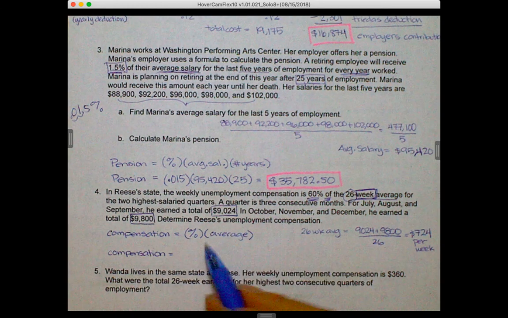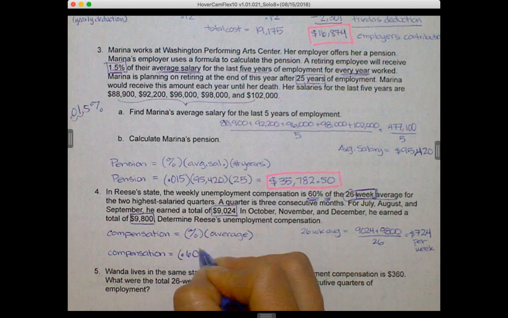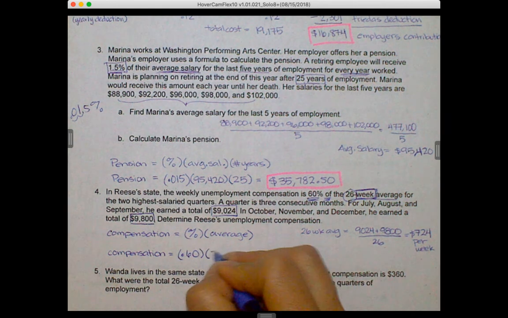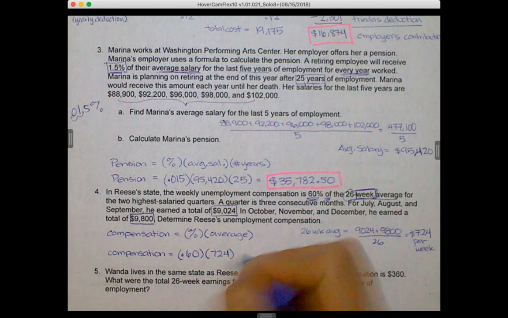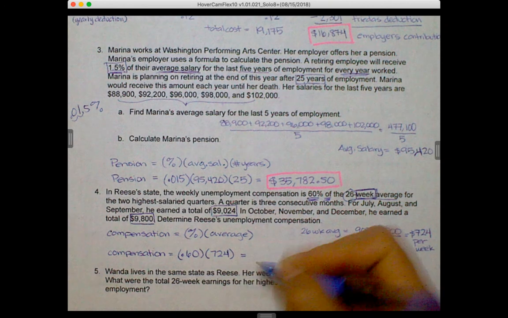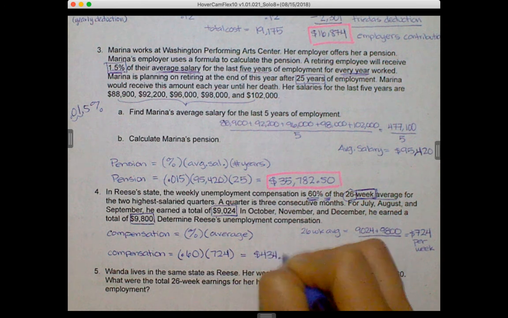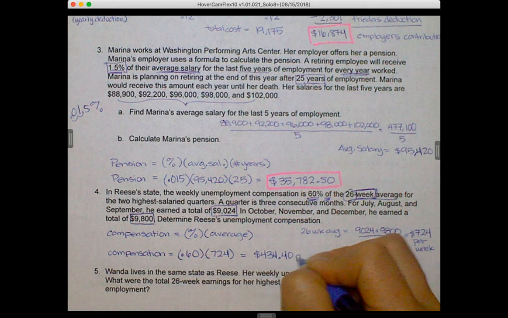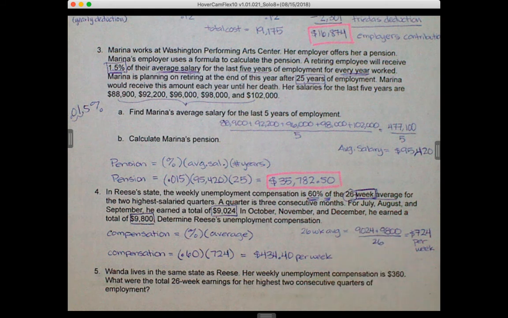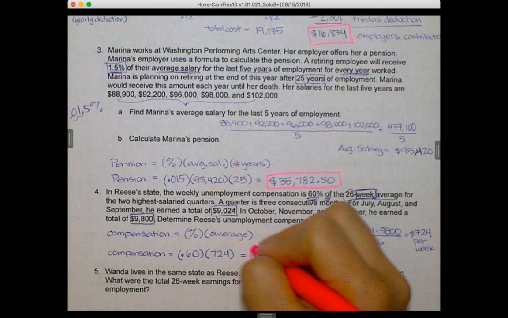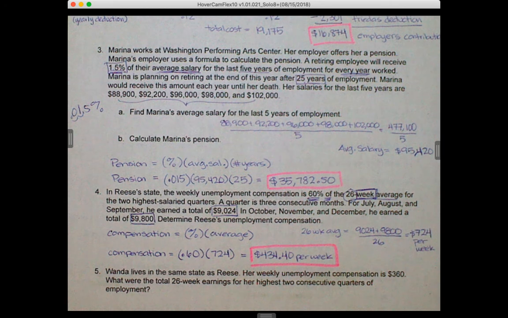Okay, so his compensation is going to be the percent, which is 0.60, because we're using 60%, times the average, which was 724. And so his compensation is going to be, when we divide, $434.40, and this is per week. This is how much unemployment he's going to get paid per week.